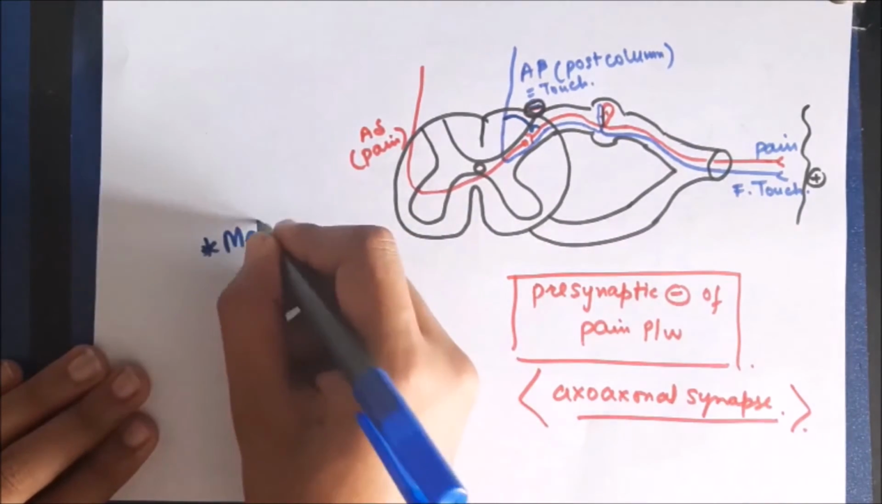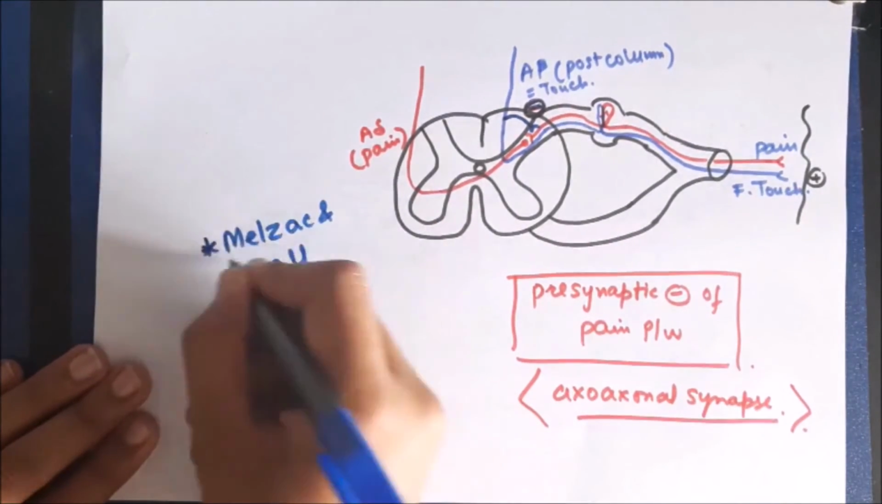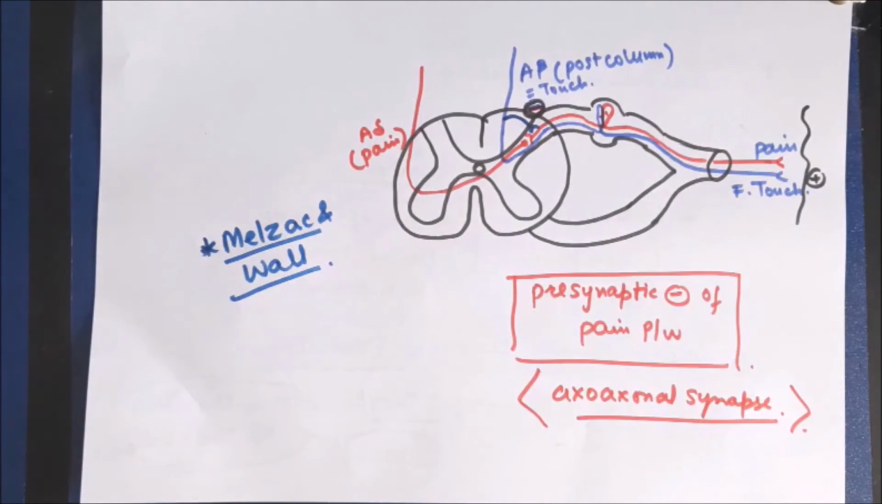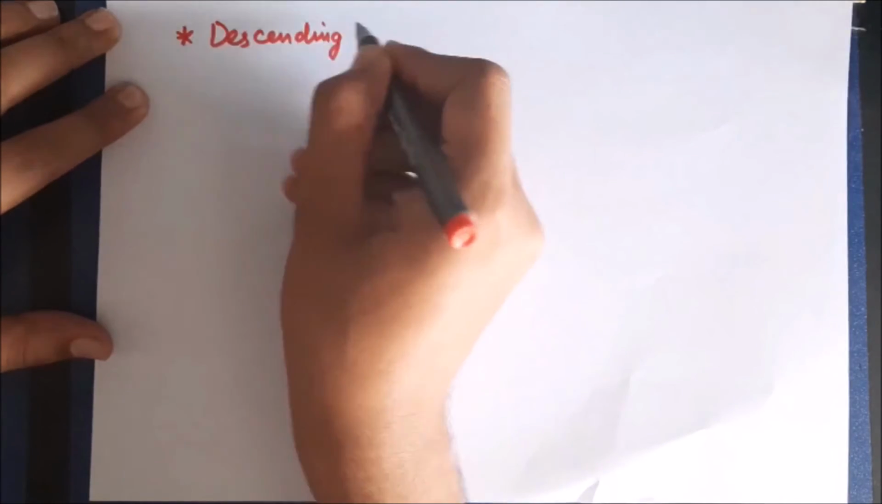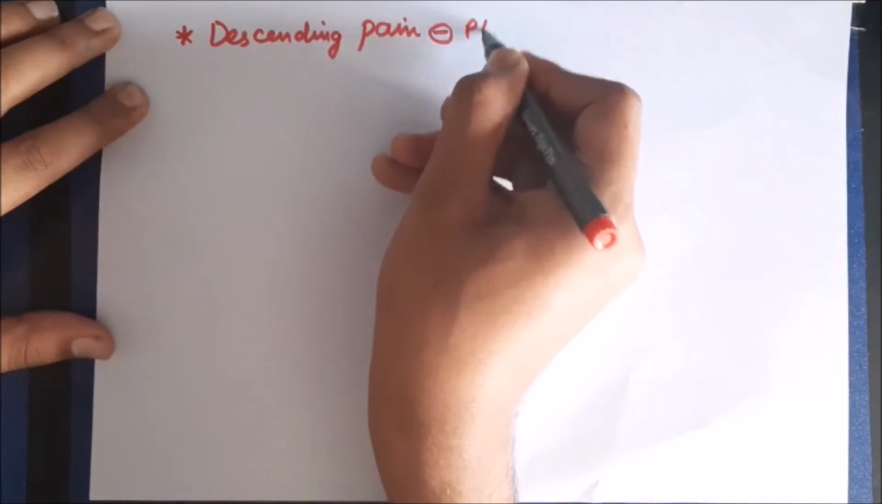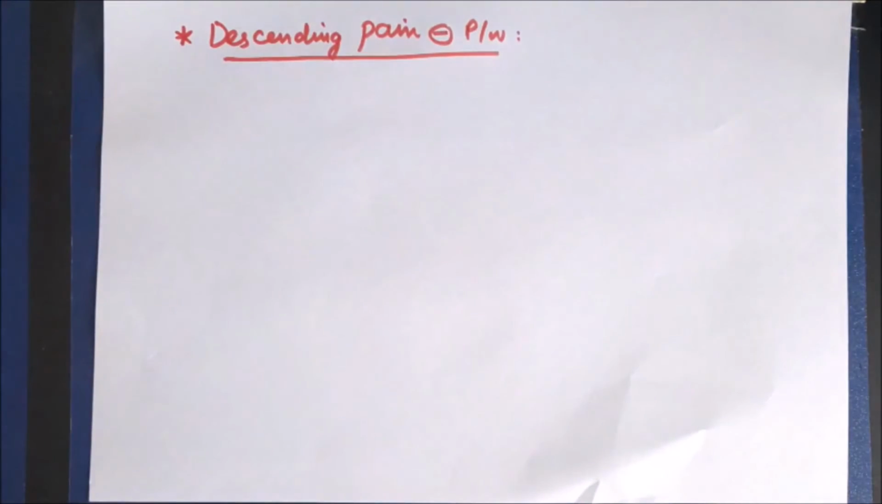Now this gate control theory was given by two scientists named Melzack and Wall. So Melzack and Wall gave the gate control theory. There are various applications of this gate control theory of pain inhibition. Now another important mechanism of pain inhibition is the descending pain inhibition pathway.